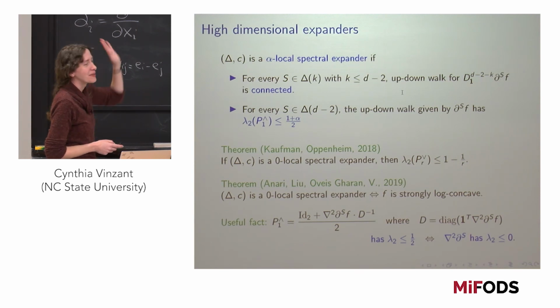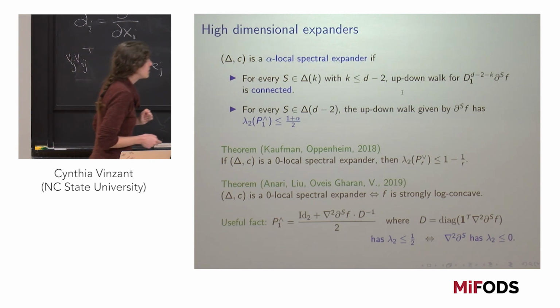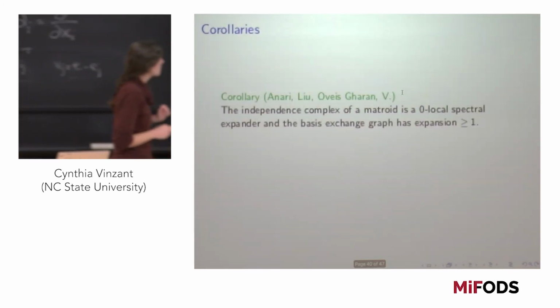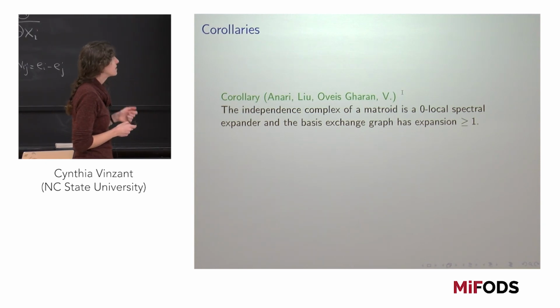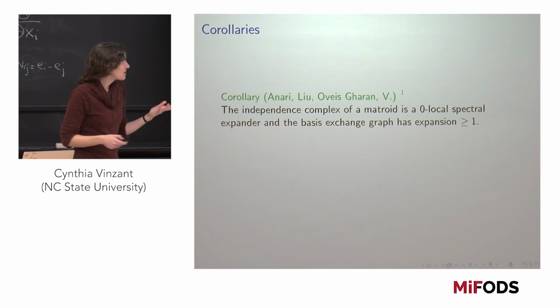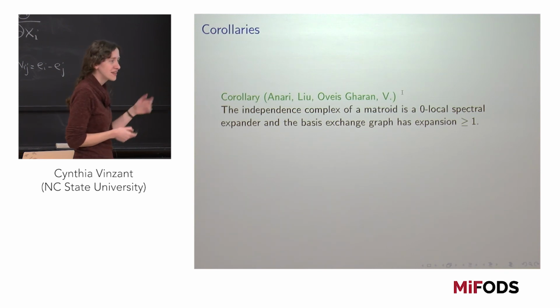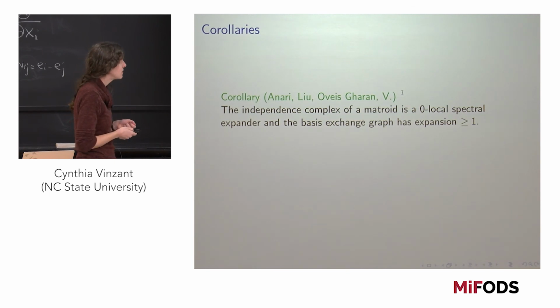But yeah, I like polynomials, so I write down everything in terms of polynomials. And so in particular, there are some corollaries of this. The basis generating polynomial of a matroid is strongly log-concave, and so you can do this for the independence complex of a matroid. And in fact, if you do a little more work, you can use this to show that the basis exchange graph of a matroid has expansion at least 1.